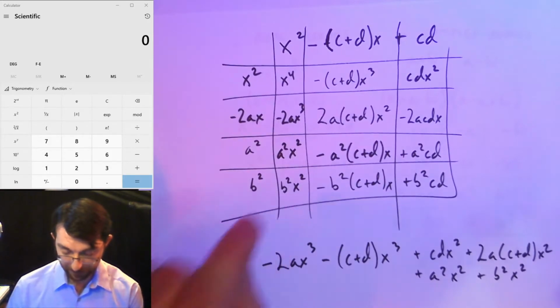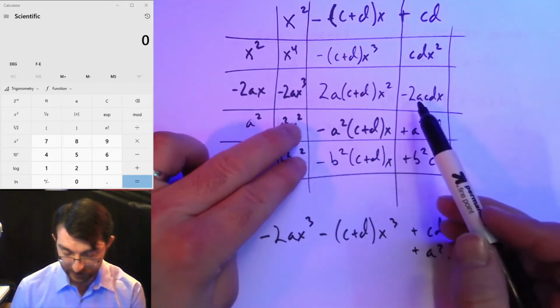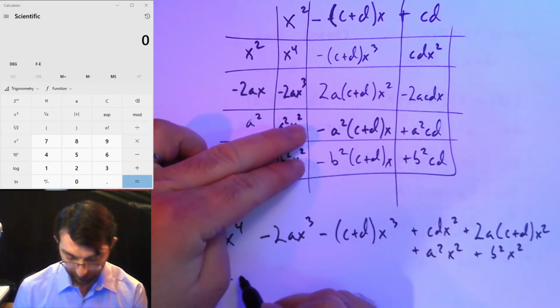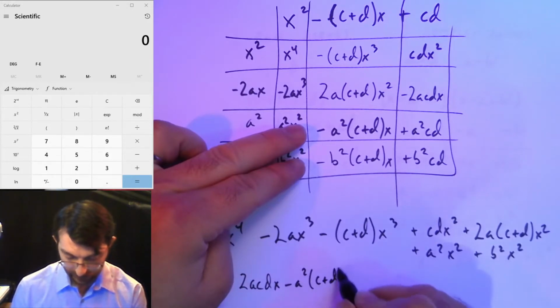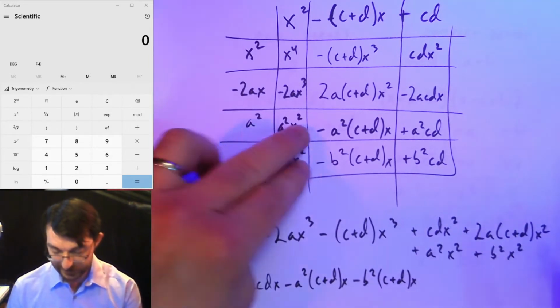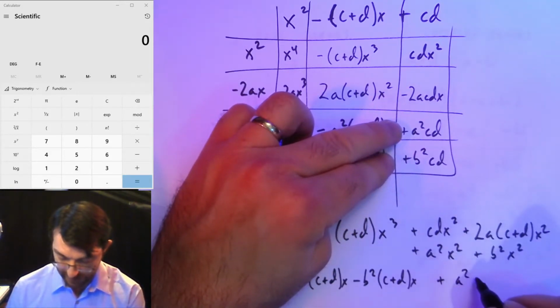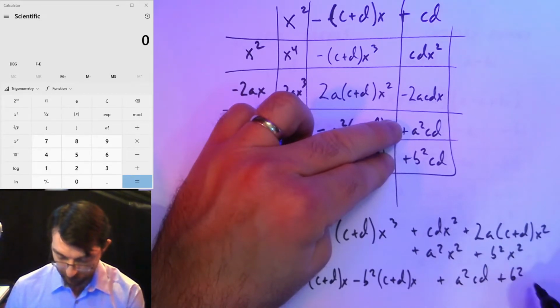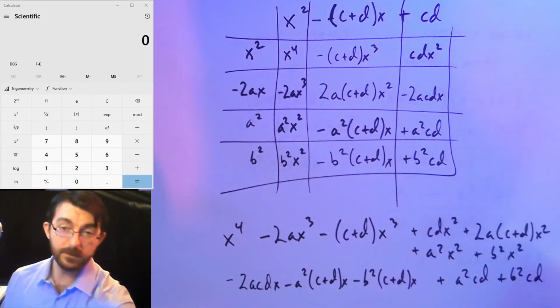Man, it's a lot. X to the single power here, I've got all minus. Interesting. Minus 2acdx minus a squared c plus dx minus b squared c plus dx. And then the constant terms plus a squared cd plus b squared cd. Okay, this needs to be simplified.